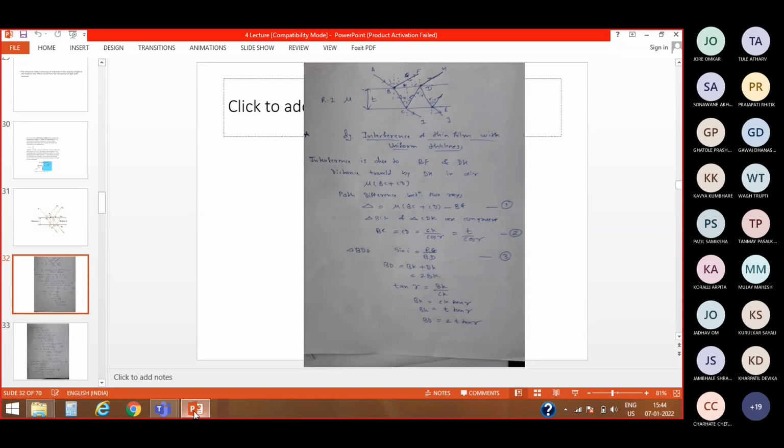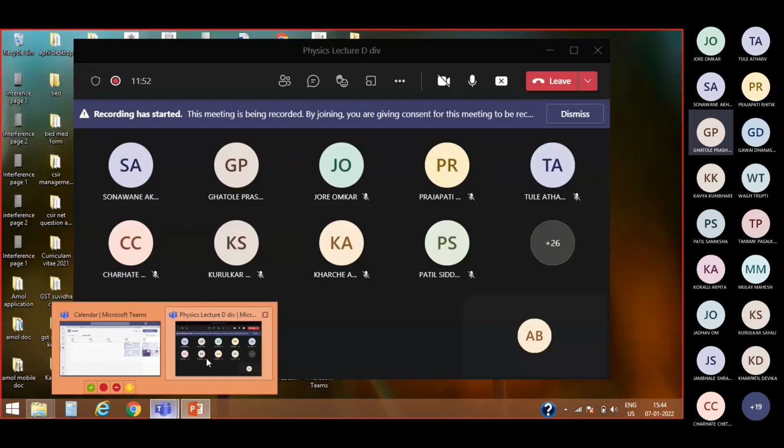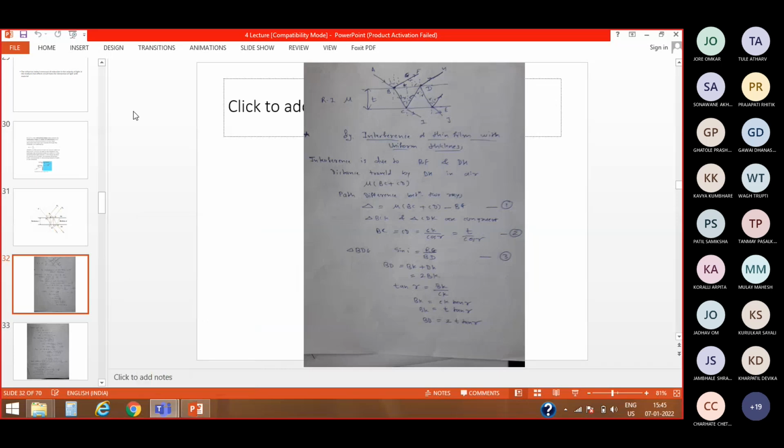Derive the expression for path difference in reflected light.